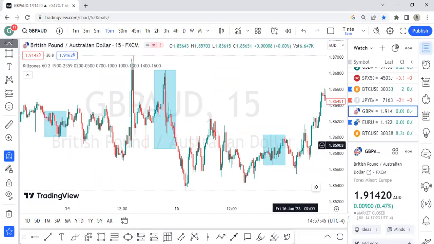You can see this bullish market shift, right? This is a bullish market shift, very clear here. The market came back, hit the imbalance here. There was a little imbalance inside there. Let me show you that quickly.